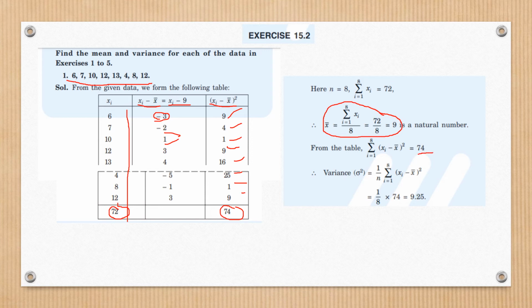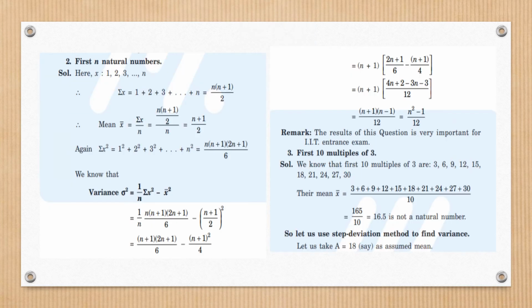The variance formula is this for ungrouped data. Variance is denoted by sigma square, and it is 1 upon n times summation i varies from 1 to 8 xi minus x bar whole square. So it is 1 by 8 times 74, which is 9.25.